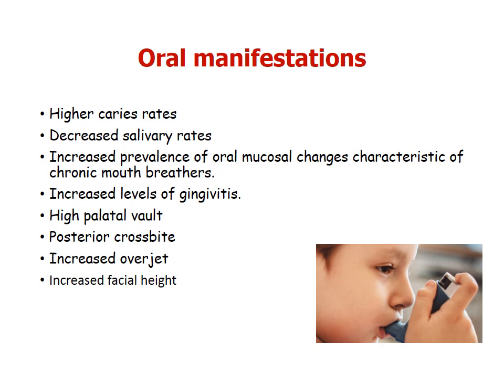There is also increased prevalence of oral mucosal changes characteristic of chronic mouth breathers. Because these children are chronic mouth breathers, you will have oral mucosal changes like increased gingivitis, and again the chronic mouth breathers will have posterior crossbite, increased overjet and increased facial height. So all these are the oral manifestations of a child suffering with asthma.